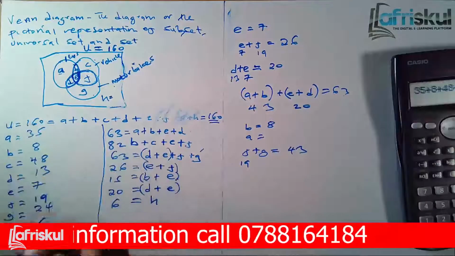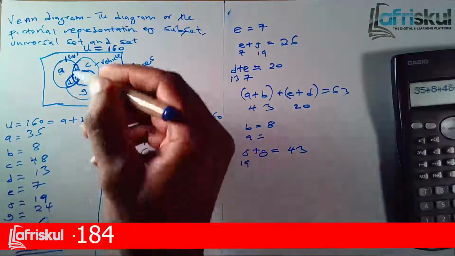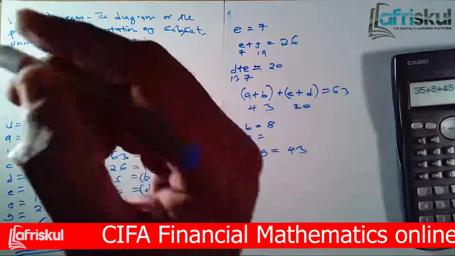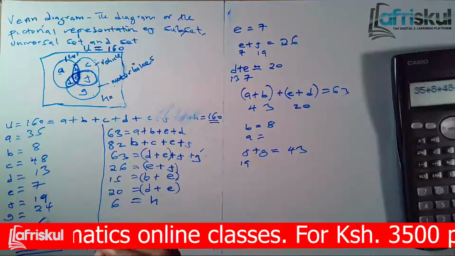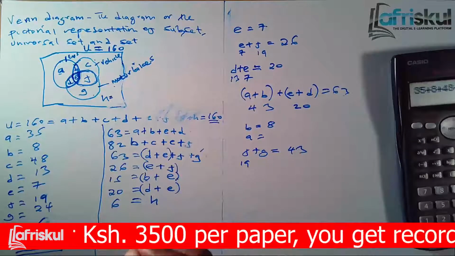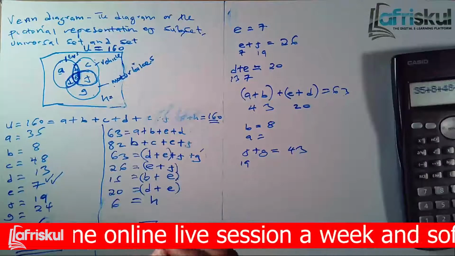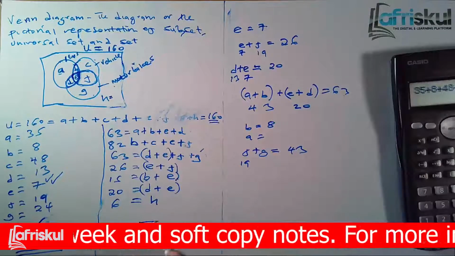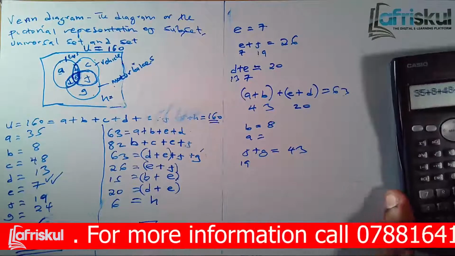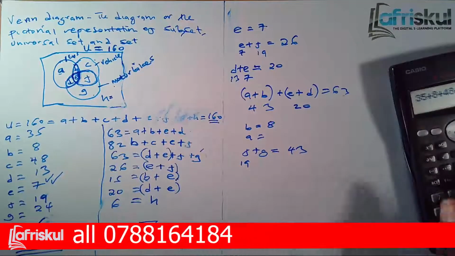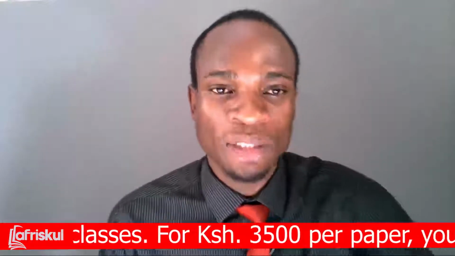So getting your unknowns, you are able to get E. The answer to that question is just our E, and E is represented by 7. Therefore, 7 workers were able to use all the modes of transport to get to work.